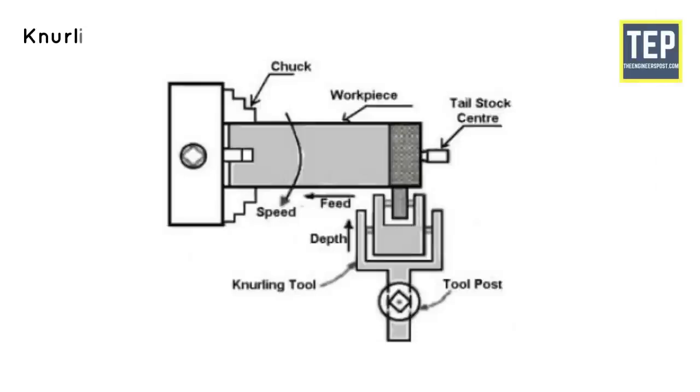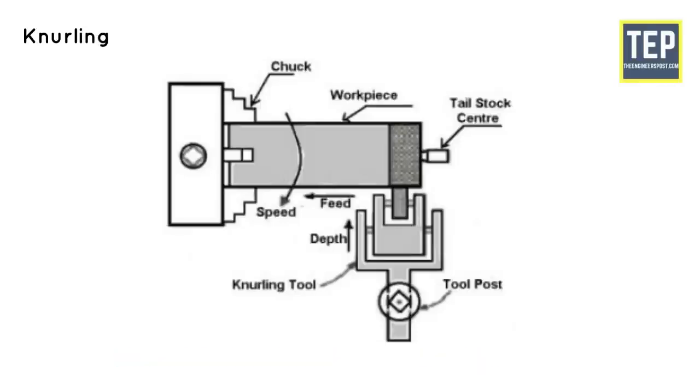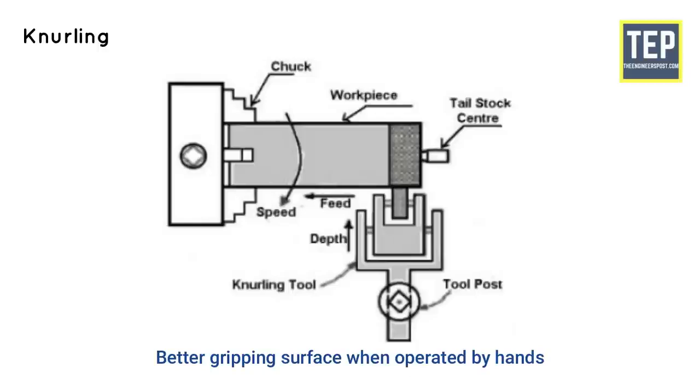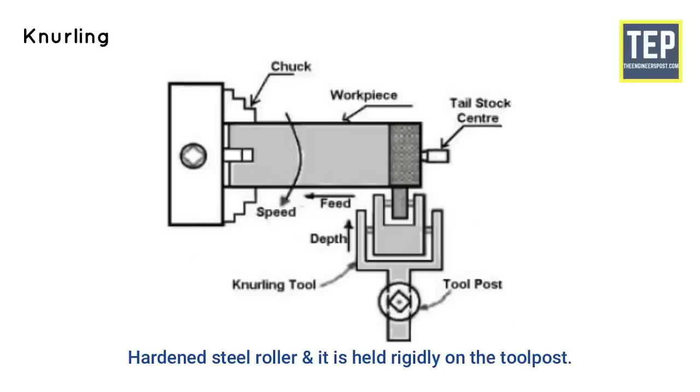Knurling. Knurling is an operation of obtaining a diamond shape on the workpiece for gripping purposes. This is done to provide a better gripping surface when operated by hand. It is done using a knurling tool. The tool consists of a set of hardened steel rollers, and it is held rigidly on the tool post.